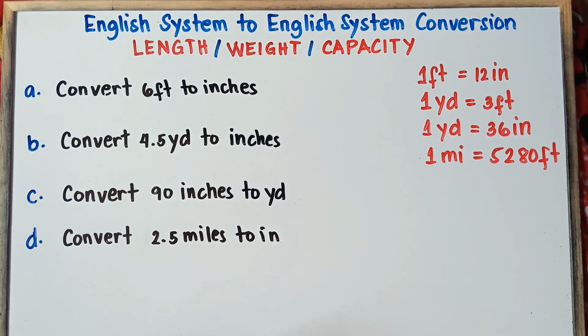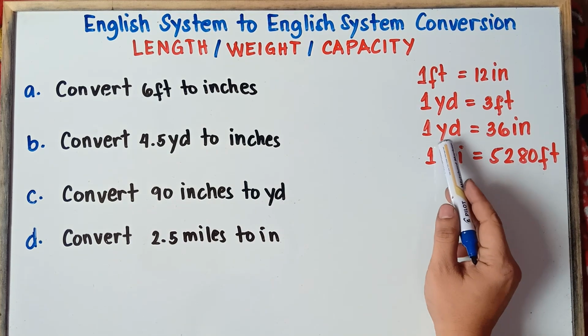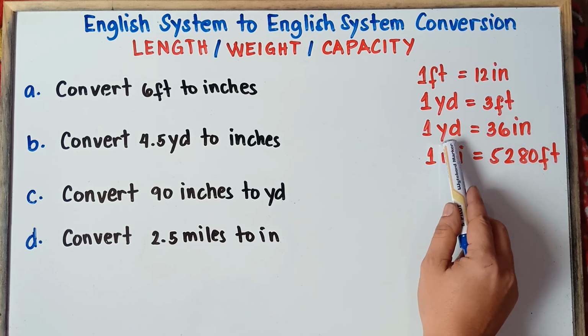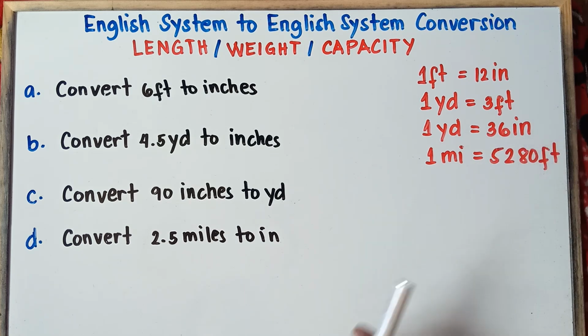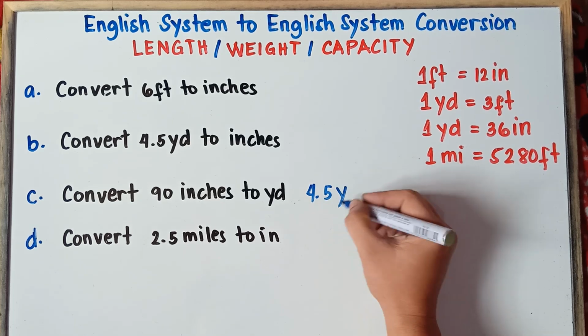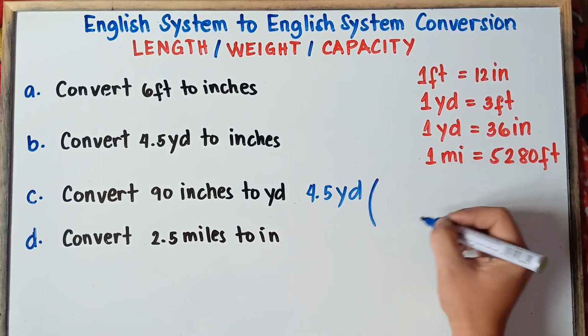Alright, so let's have letter B. Convert 4.5 yards to inches. Do we have yards to inches conversion? Yup. 1 yard is equivalent to 36 inches. So therefore, class, we will be using this conversion. 1 yard is equal to 36 inches. So copy the given, 4.5 yards. And then you put parentheses.